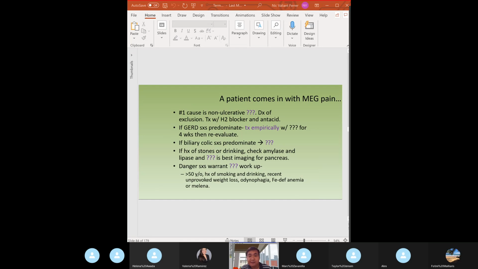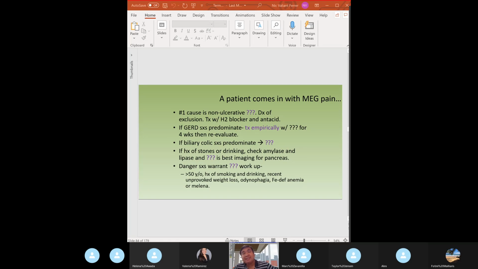All right, now guys, a patient comes in with mid-epigastric pain. Mid-epigastric, okay? Don't forget the landmarks of your abdomen for your OSCE. You have nine regions of the abdomen. Usually you divide it into 4, but I personally divide it into 9. So you have mid-epigastric pain. What is the number one non-ulcerative cause of mid-epigastric pain? This is one of your diagnoses of exclusion.